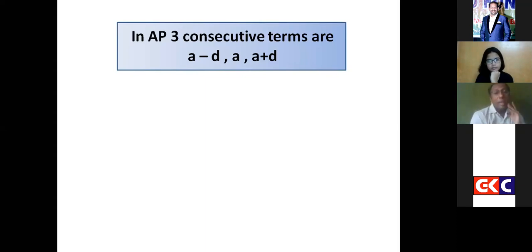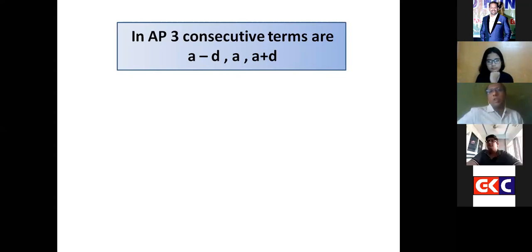Remember, what is the meaning of A minus D, A and A plus D? What is the difference? It is D, right? The difference between A minus D and A is D. The difference between A plus D and A is D. That is what we are talking about. The difference remains constant. So what will our three consecutive terms be? A minus D, A and A plus D.